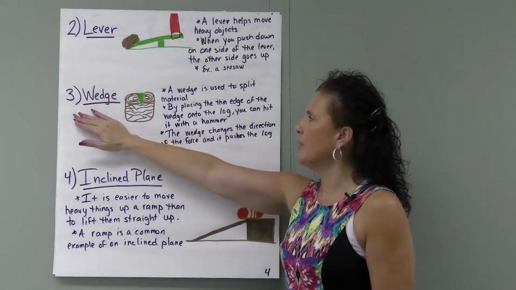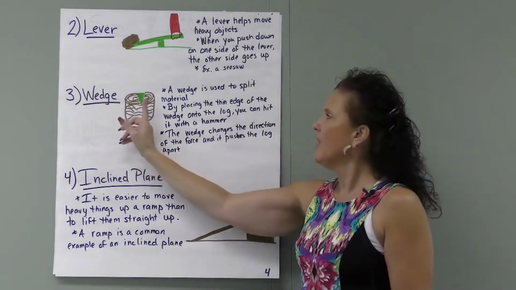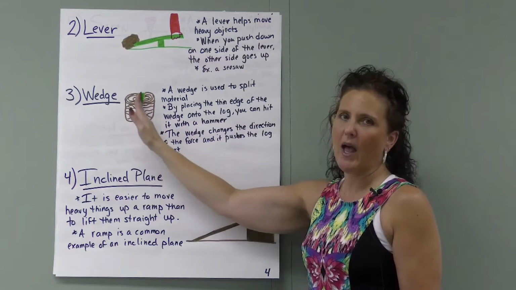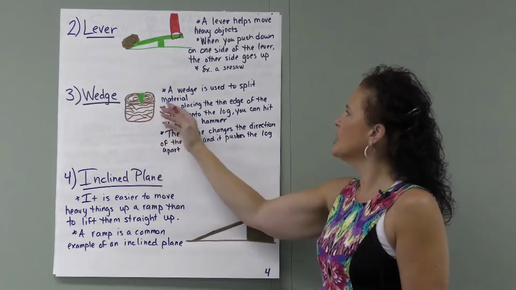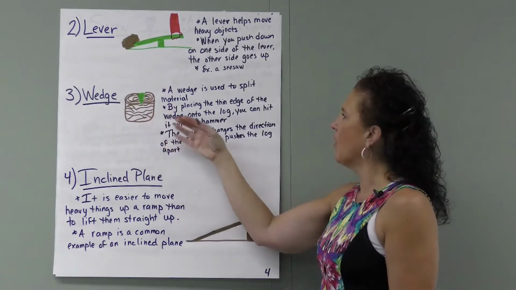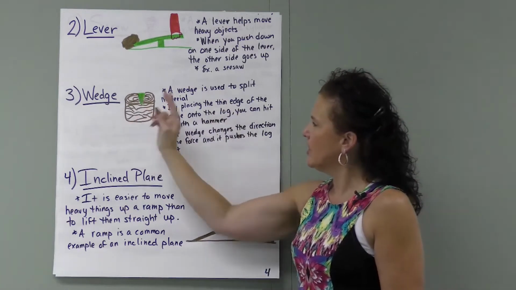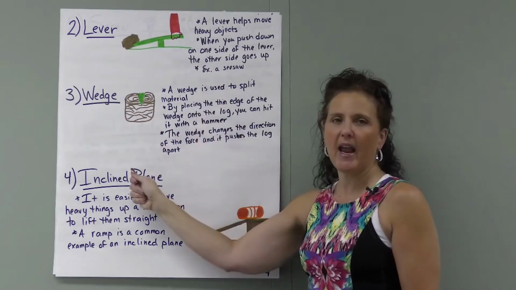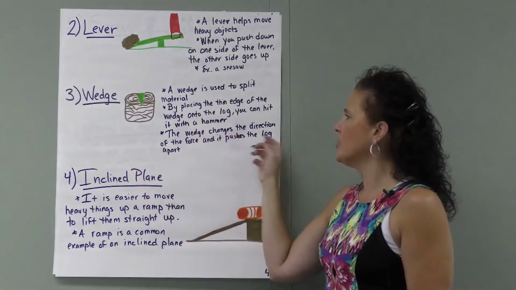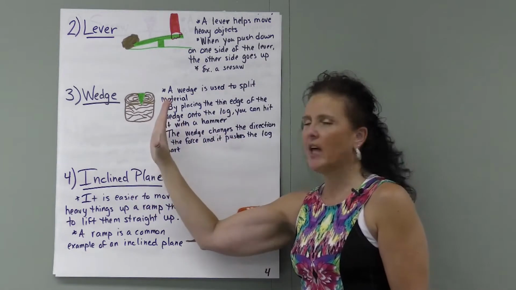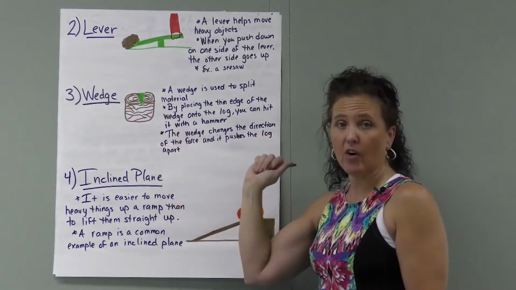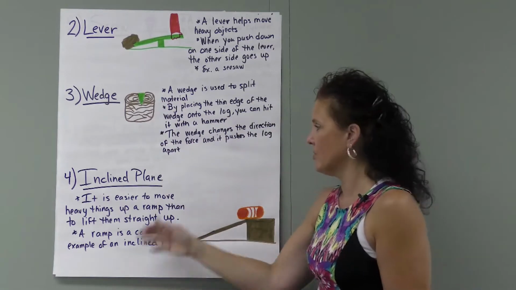The third type of simple machine is called a wedge. This is a log, and we're going to split this log with this wedge, correct? It's used to split materials. We're just using a log. By placing the thin edge, because it comes into a point, onto the log, we can hit it with a hammer, and the wedge will change the direction of the force and push that log apart. That's how you split wood, right? Or you have it already on a stick and you hit it with force, right?